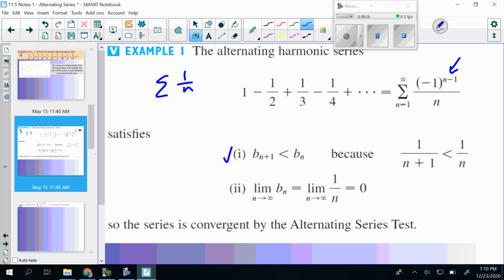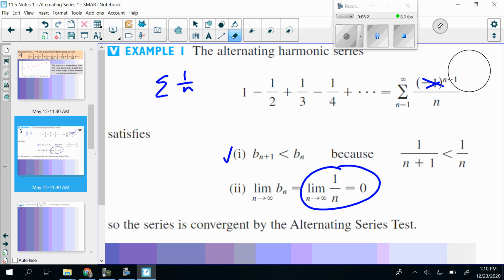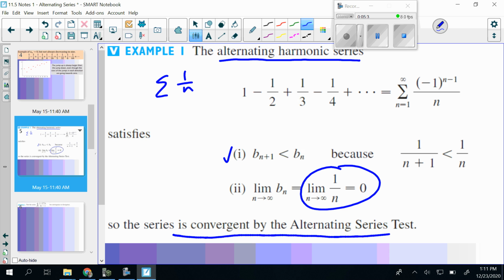Is the limit of the non-alternating part going to go to 0 here? Yeah. If we just disregard the alternating part, this is just 1 over n. Is the limit as you go to infinity of 1 over n 0? Of course it is. So this satisfies both conditions, which means the alternating harmonic series is convergent by the alternating series test. So even though the harmonic series is divergent, the alternating harmonic series is actually convergent. If you look at all those terms, they are decreasing fast enough to 0 that it is converging.